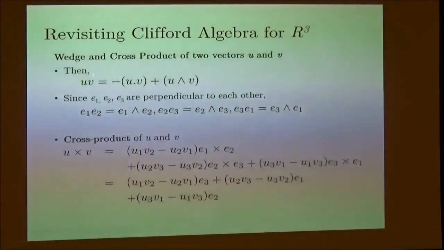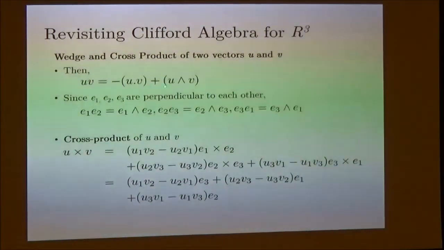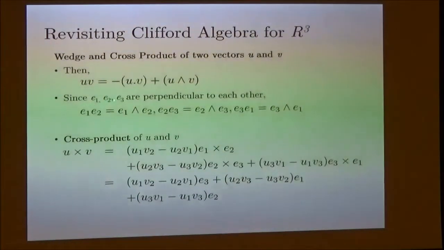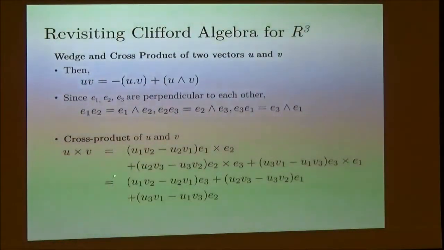Then if you write u times v in a compact form, this is the dot product, so you get minus u dot v plus u wedge v. And again, you can see that when we multiply two vectors using the quaternion notation, we had something similar. We had minus the dot product plus the cross product. The only difference is that we have a wedge product here, not a cross product. Also, we know that e1, e2, e3 are perpendicular to each other, which means that e1 times e2 would be e1 wedge e2. Why? Because the dot product of e1 and e2 is 0, and the same thing you get for the other bivectors.